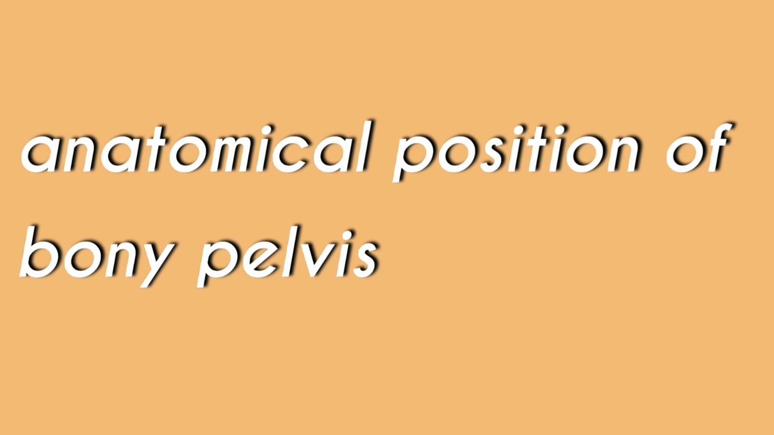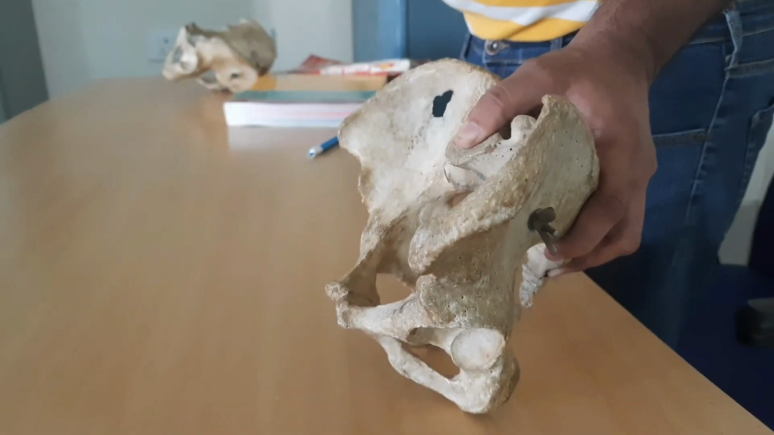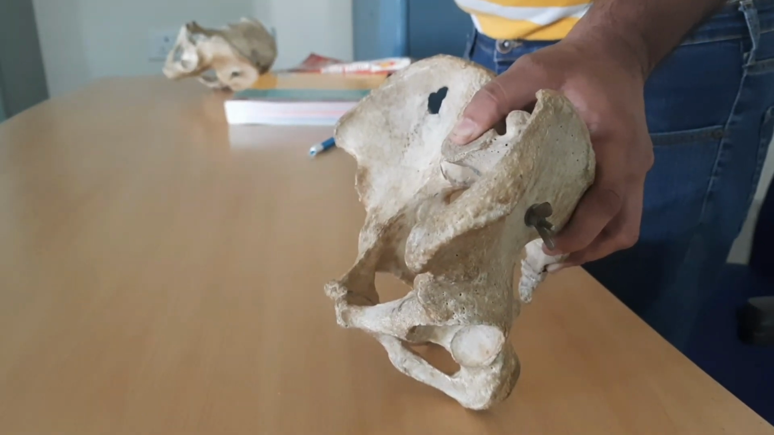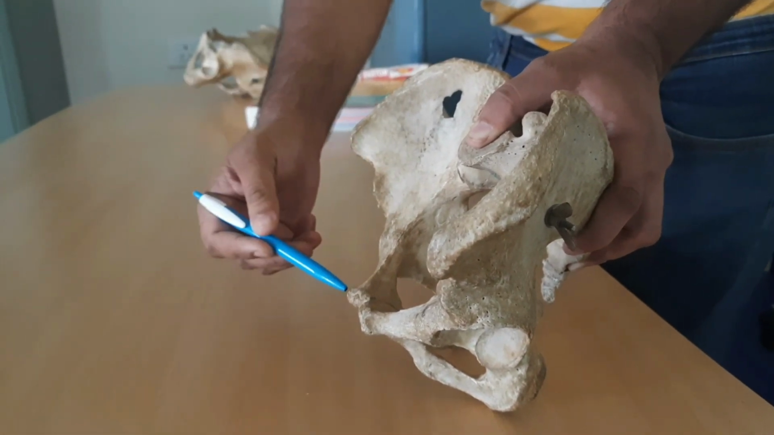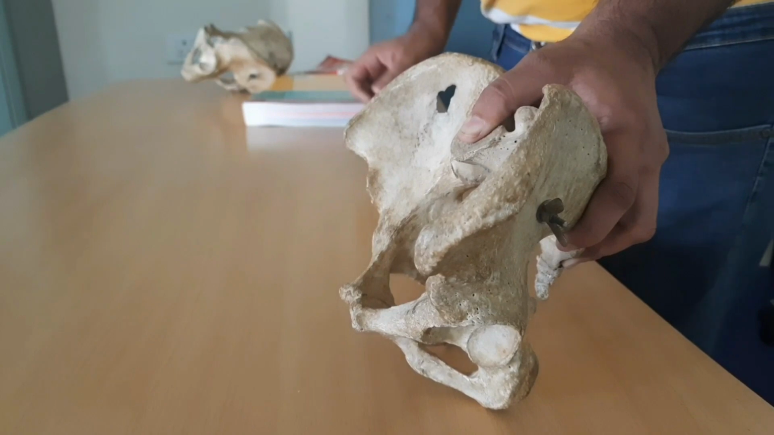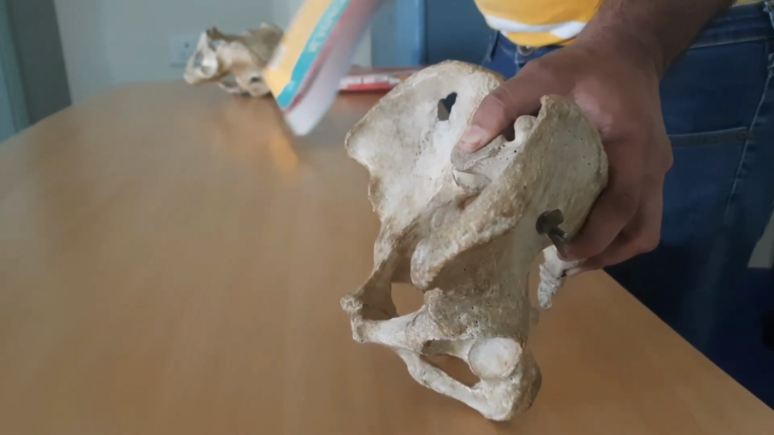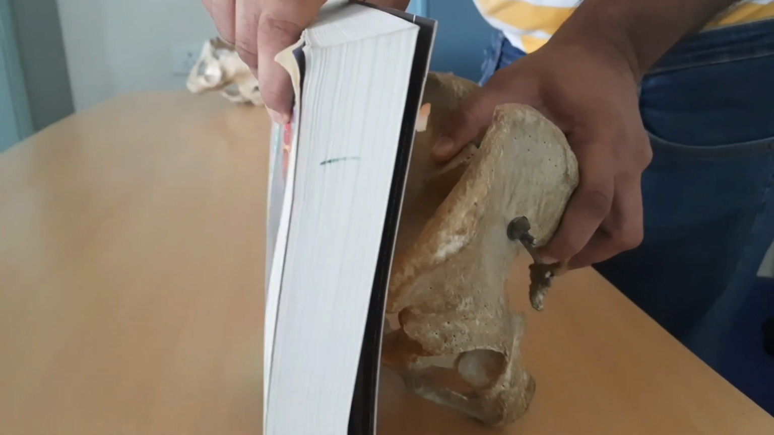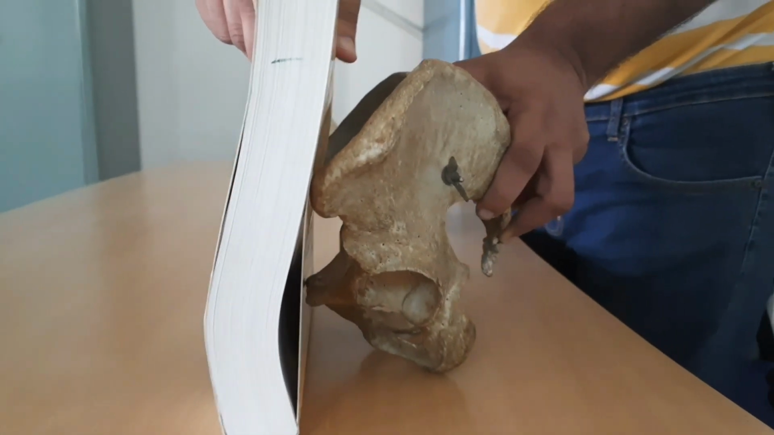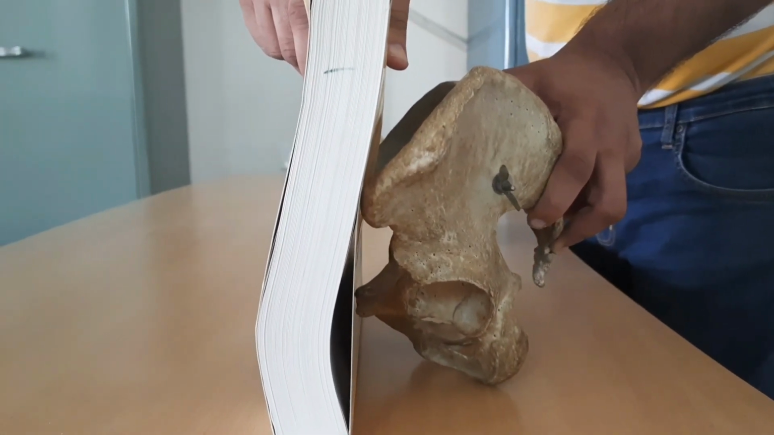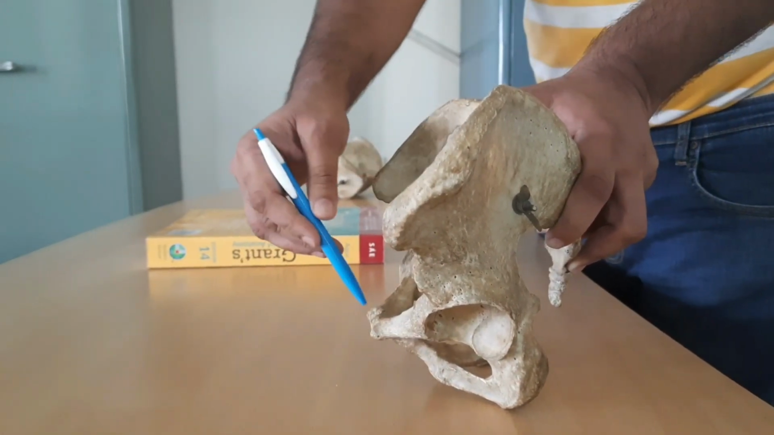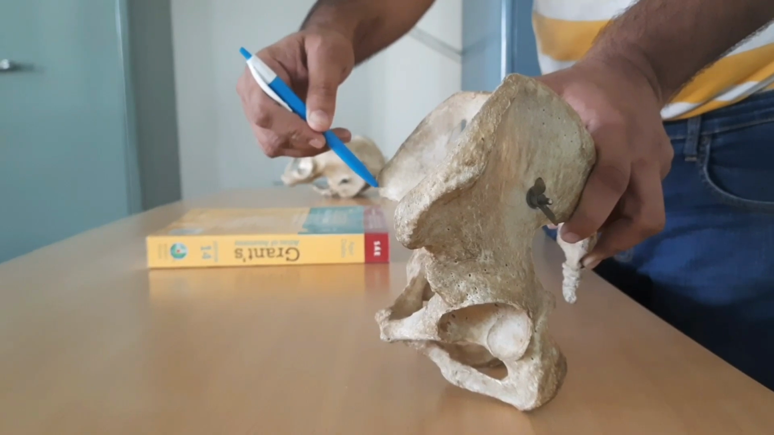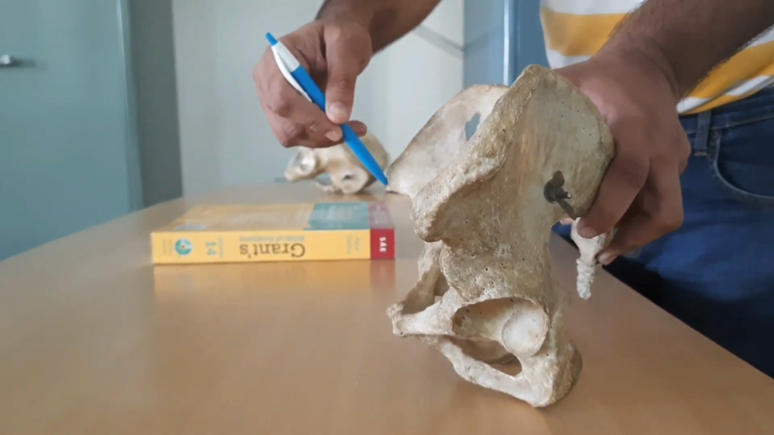Now we will see the anatomical position of the bony pelvis. The anatomical position of the bony pelvis is like this. The anterior superior iliac spine and the pubic tubercle will lie in the same plane. For that we put a book in front of the pelvis and check that both are in the same plane. So it will be like this. Now you can see the pubic tubercle and anterior superior iliac spine in the same plane.